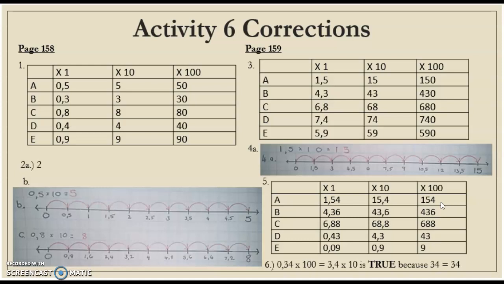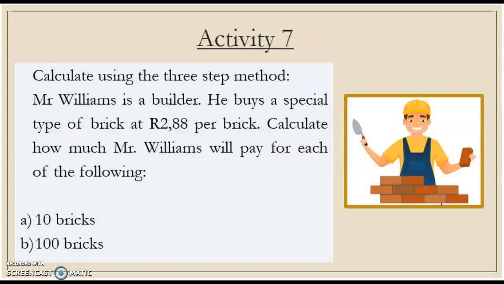Corrections for those 2 pages are as follows. Let us look at activity 7. Calculate the following using the 3-step method. Now this is a problem. Mr. Williams is a builder.